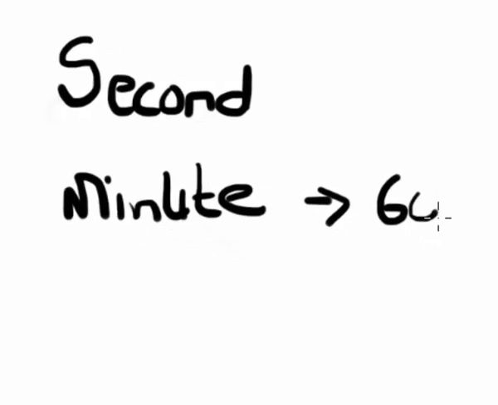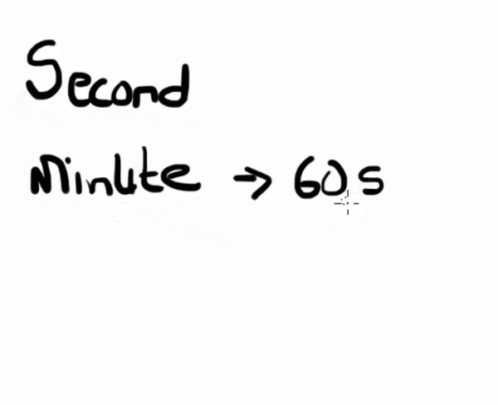Now, what is our smallest unit of time that we are going to be working with? Well, the smallest one that we are going to be working with is a second. The unit that comes after a second is a minute. And how many seconds do we have in a minute? There are 60 seconds in 1 minute. We can't actually write S, we need to write SEC for seconds.